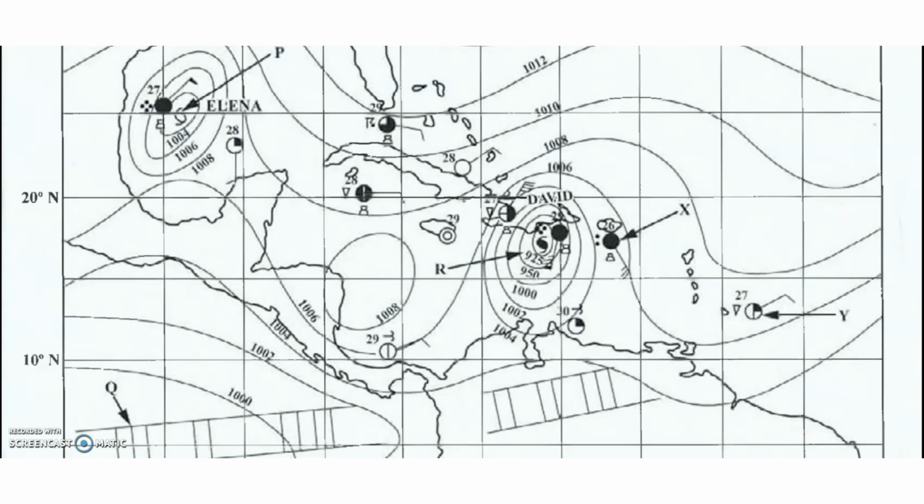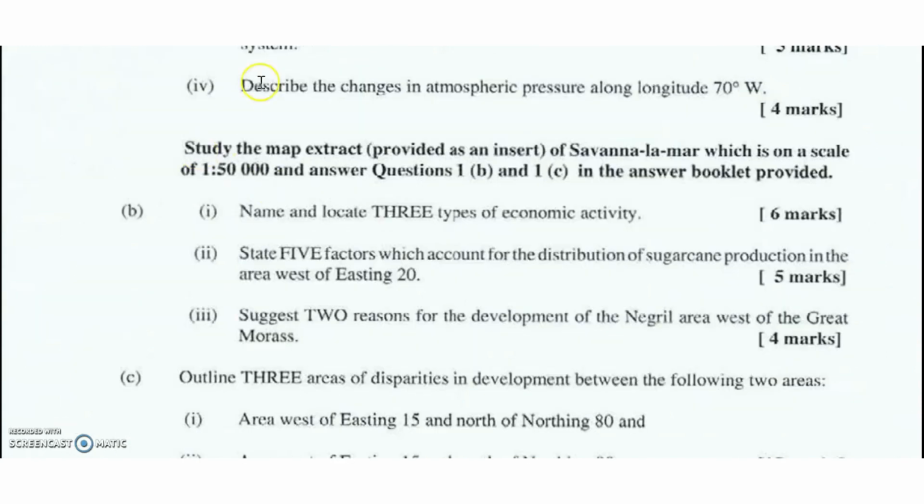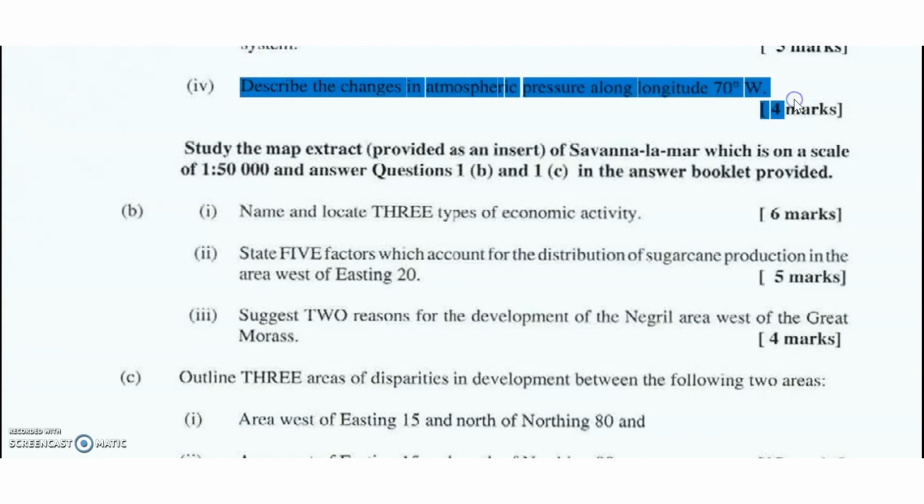All right, the demarcation for a hurricane. Okay, so we realize that there's a lot of gale force winds. Do not say gusty. We are talking about gale force winds. Now, part 4 quickly, describe the changes in the atmospheric pressure along longitude 70 degrees west.